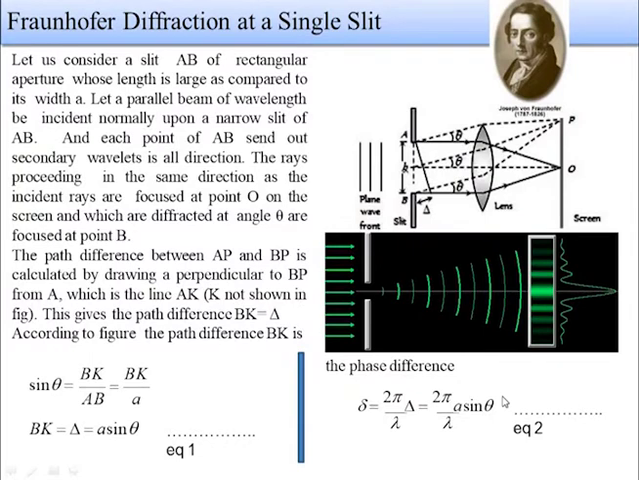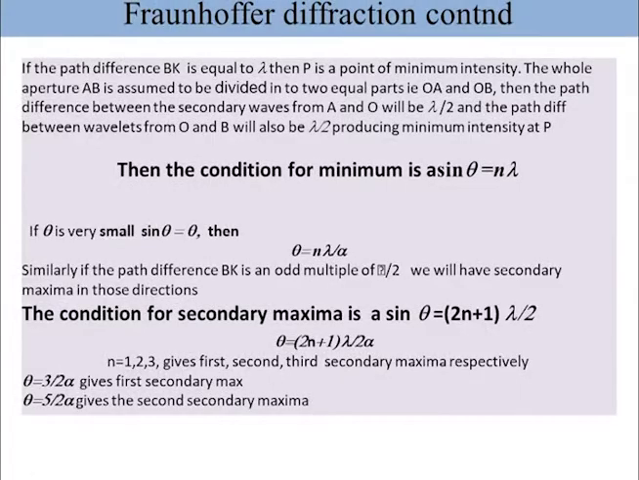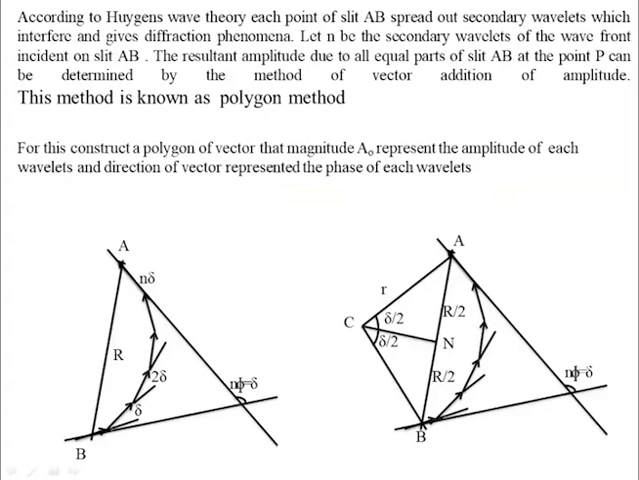So hope this is clear. We have found out the path difference for the secondary wavelets. The condition for minima is this, and the condition for maxima is this. Fine. So we have found out the expression for path difference and the condition for minima and maxima. So next is, what is the expression for the intensity?